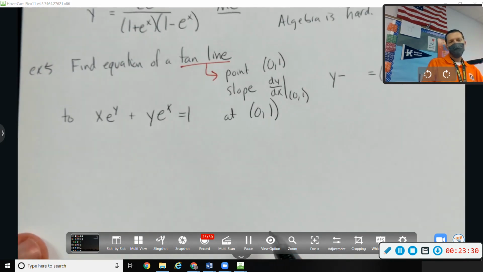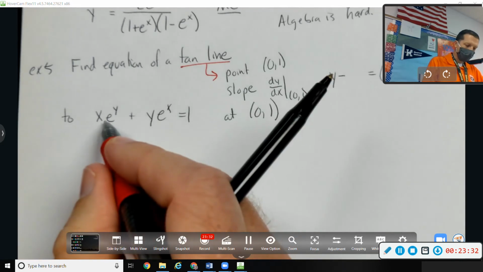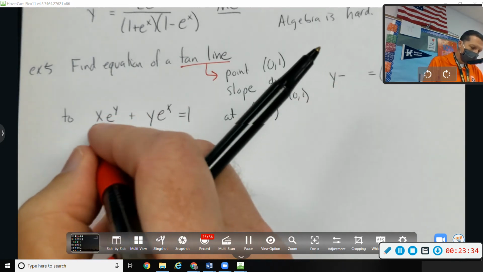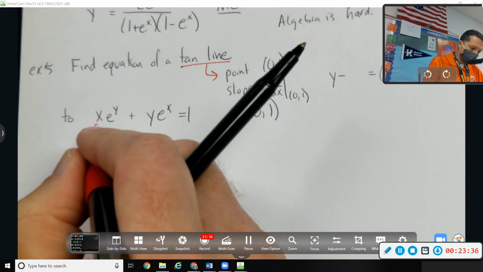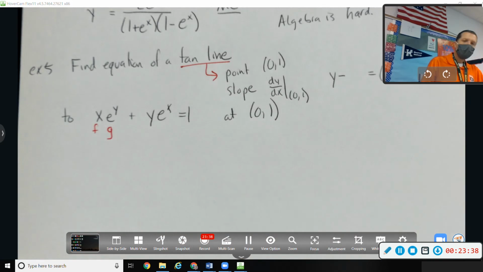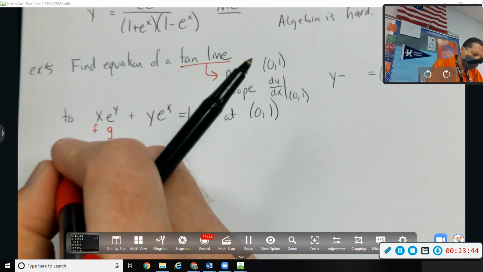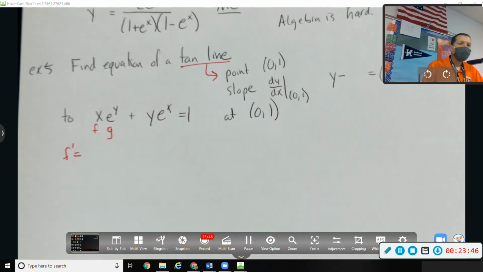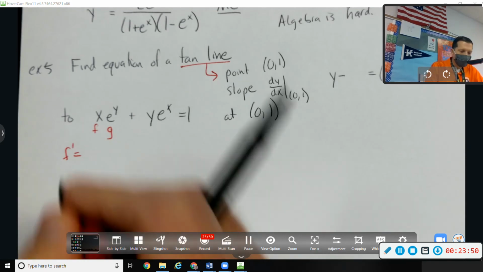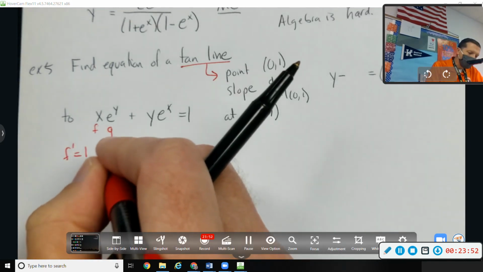Ooh. Product rule. So 2 product rules. Maybe we should write this one out. We'll write this one out, but not the next one maybe. So what's the derivative of f? 1. What's the derivative of g?